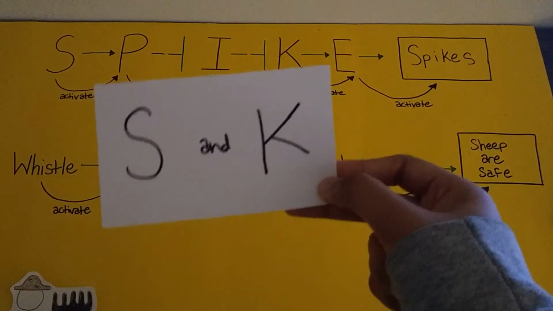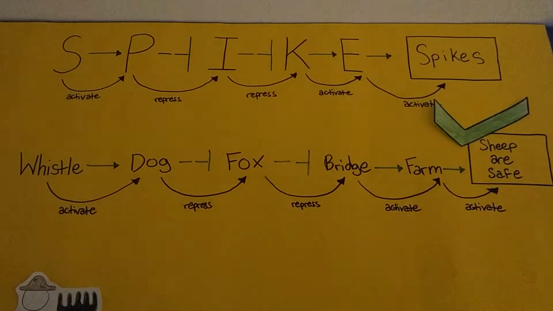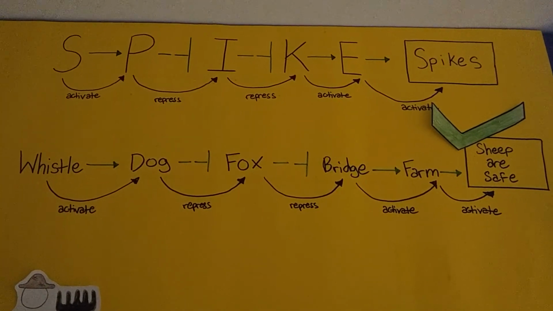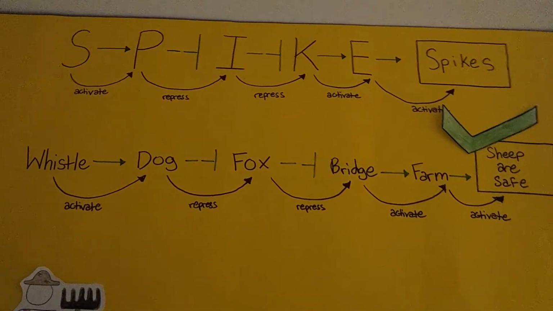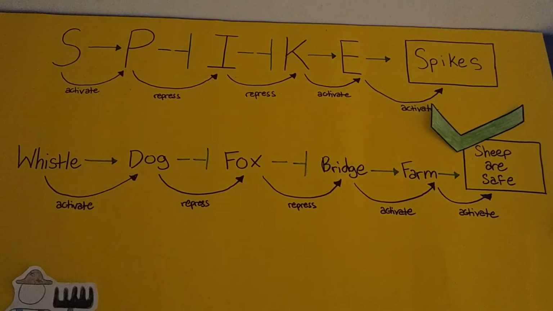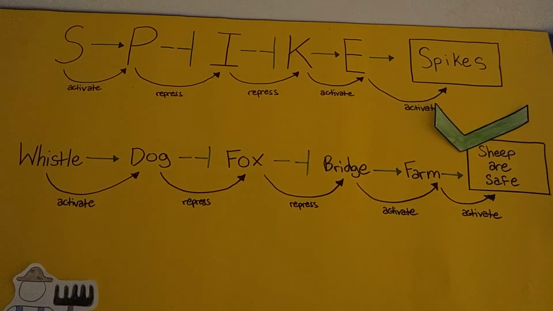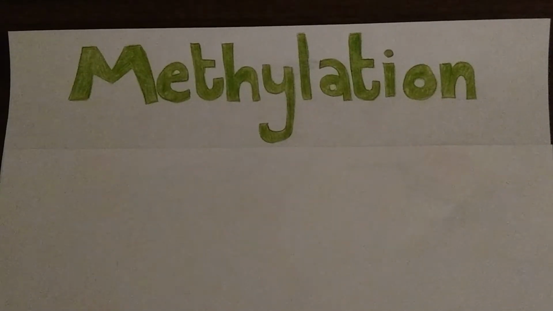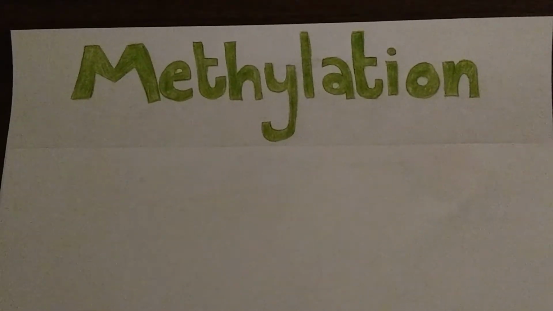Finally, we have S and K, which will produce spikes because they are both activators in transcription. This also means that having a whistle calls our dog to chase the fox away, and the farm ensures the sheep are safe. Now, even though this network transcribes for spikes, not all of our cells will have spikes.